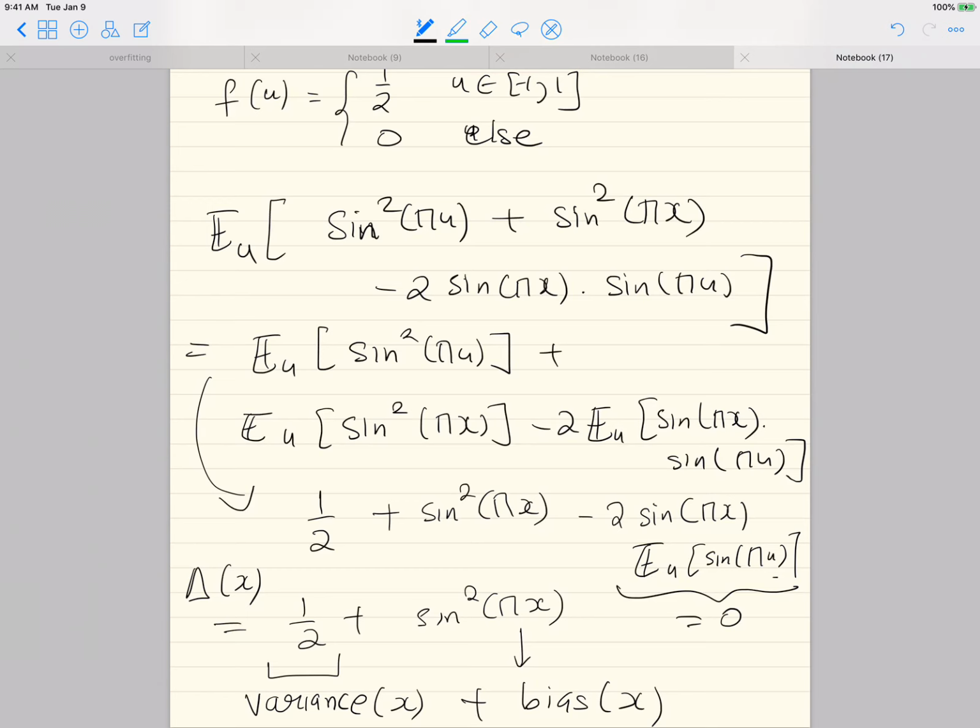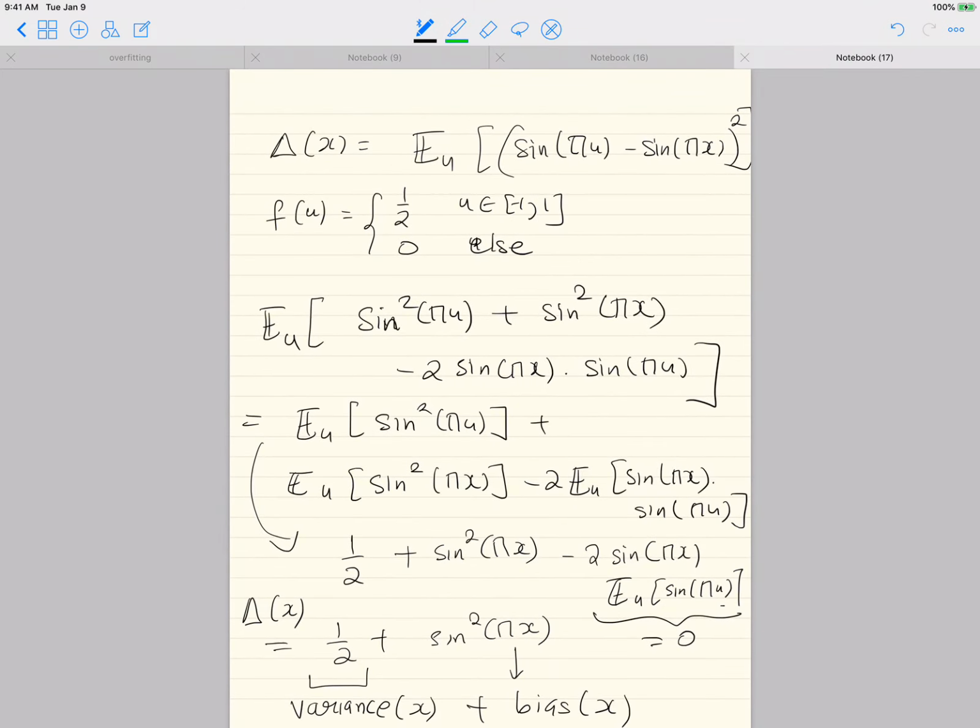And in fact, this is true generally, not just for this specific example. In general, the test error can be decomposed as the sum of the bias plus the variance for that particular hypothesis. So this is a general identity. The test error, which is the difference between your output and the ground truth squared, on average, can be decomposed as the variance plus the bias. It's a very important property.